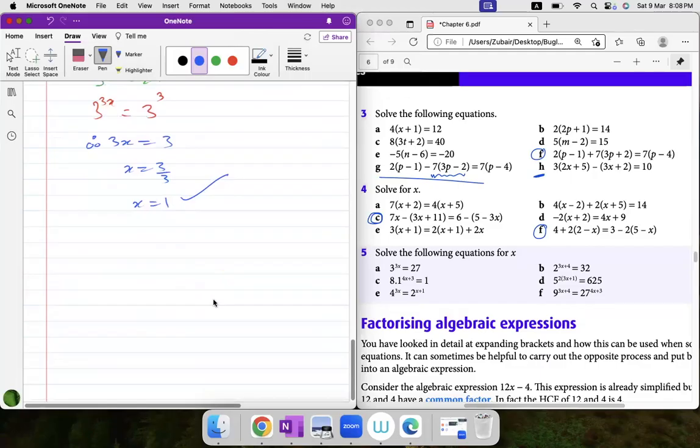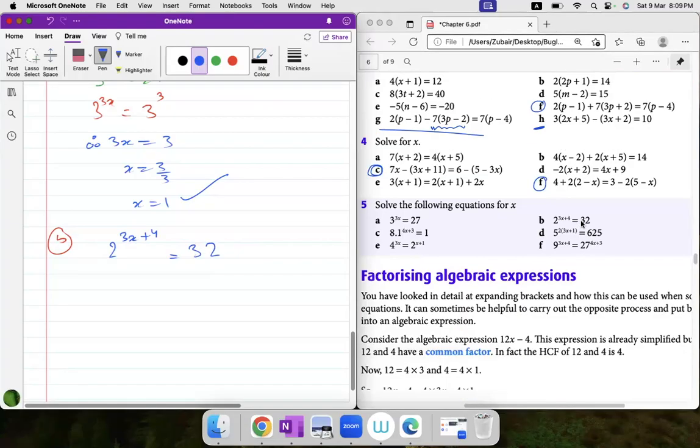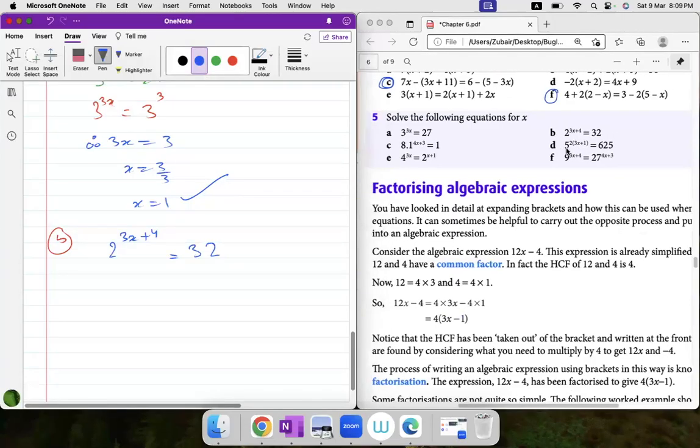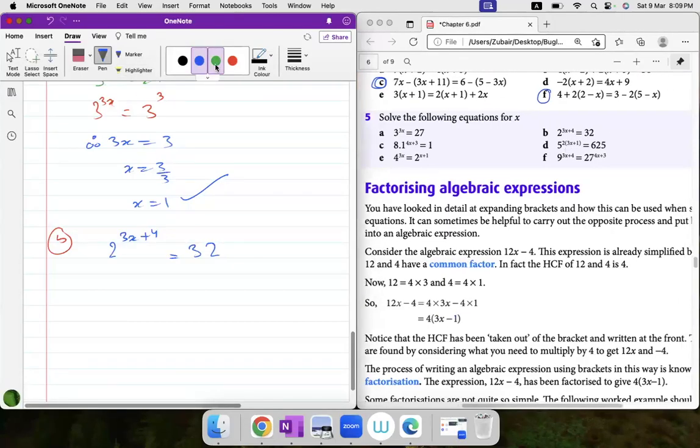Let's try B part. 2 raised to the power 3x plus 4 is equals to 32. Is it readable? Do you want me to zoom in? No, that's good. The hint basically lies in the question. We now know that we have to think around 2. What would be 2 raised to power something equals 32?